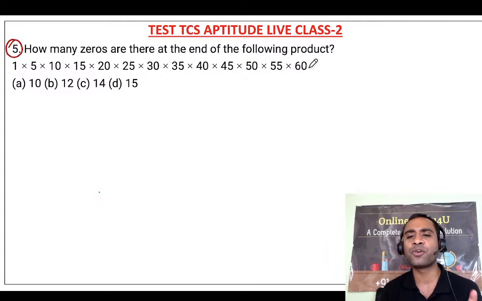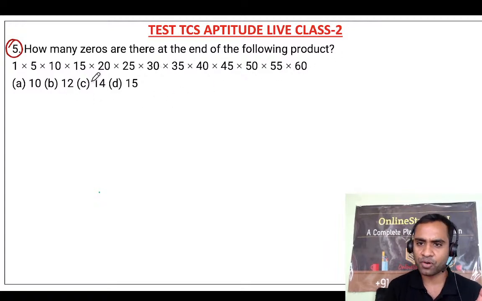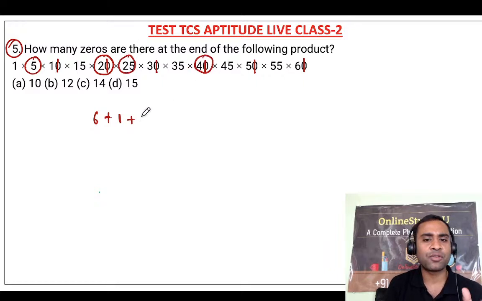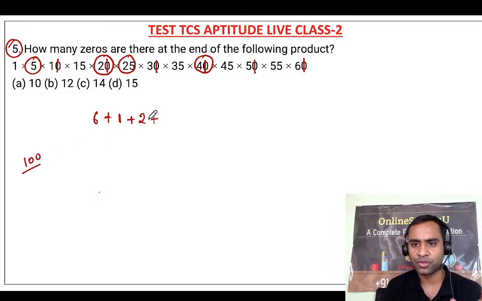How many zeros are there at the end of the product? Okay, now you see 10, 20, 30, 40, 50, that is 6 zeros till now. Now you see 5 into 2, which will be 10. One more zero we got. Then 25 into 4 will be 100. How many zeros will be there? Two zeros we got.